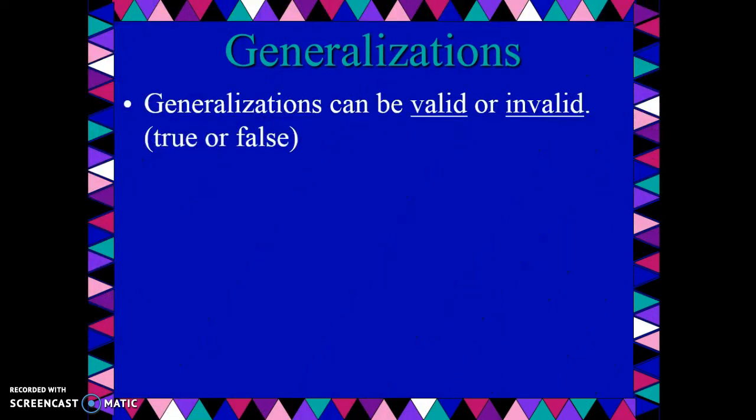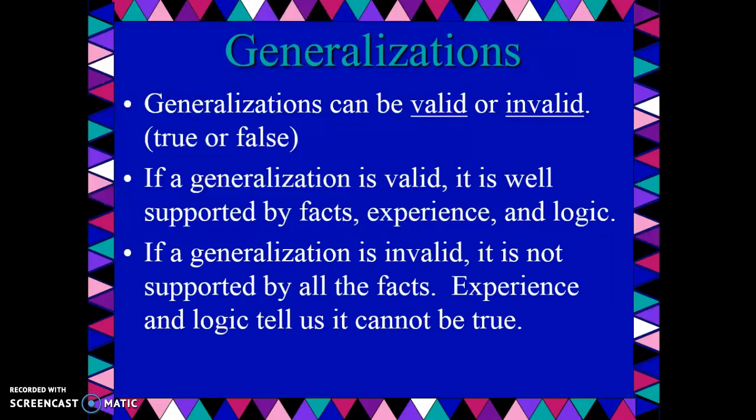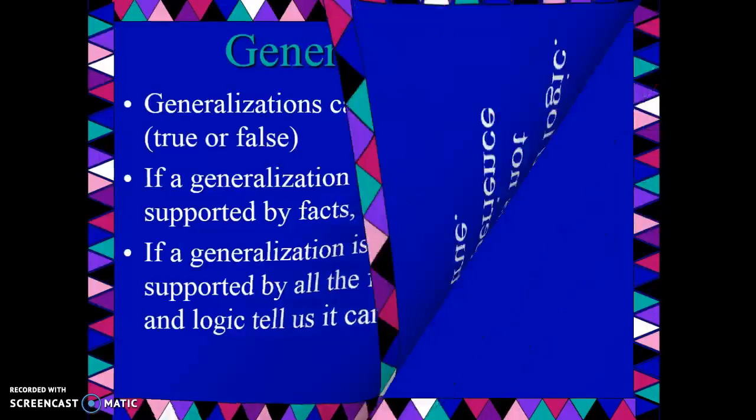Generalizations can be valid or invalid, meaning they can be true or false. This is something that's really important to keep in mind. If a generalization is valid, it is well supported by facts, experience, and logic. However, if a generalization is invalid, it is not supported by all of the facts. Experience and logic tell us that it cannot be true.